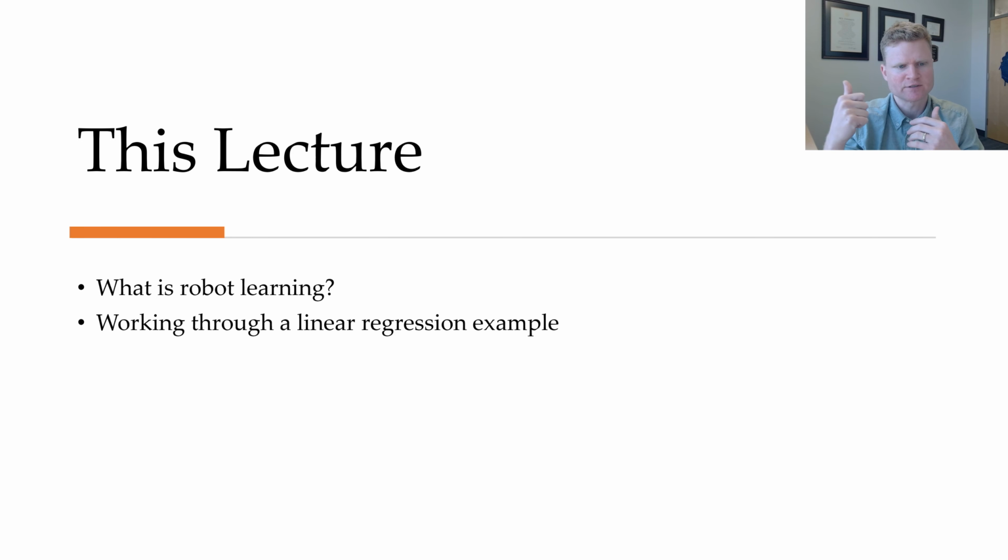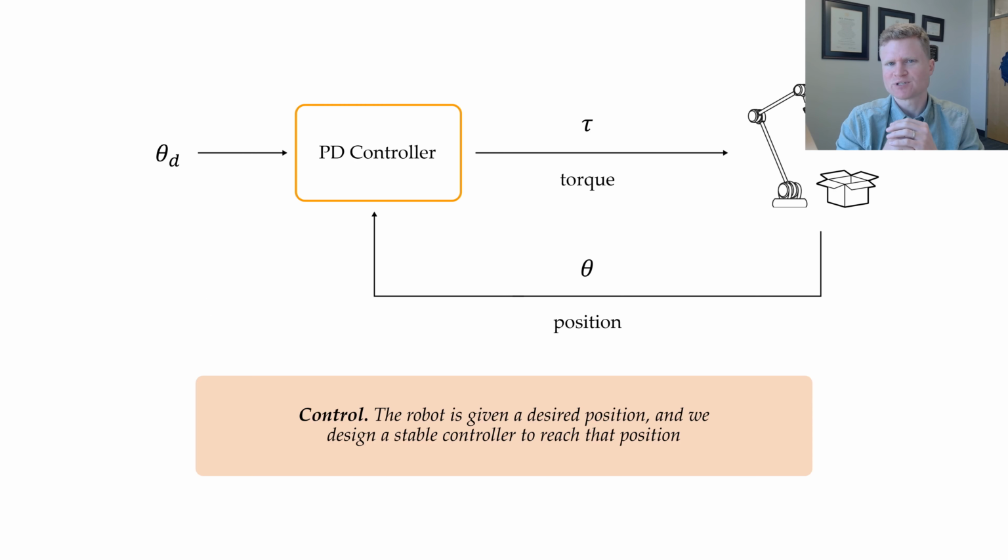And I want to start off by first introducing what is robot learning. And then to better understand those concepts, we're going to work through an example of linear regression as it applies to robot arms. All right, so let's get started.